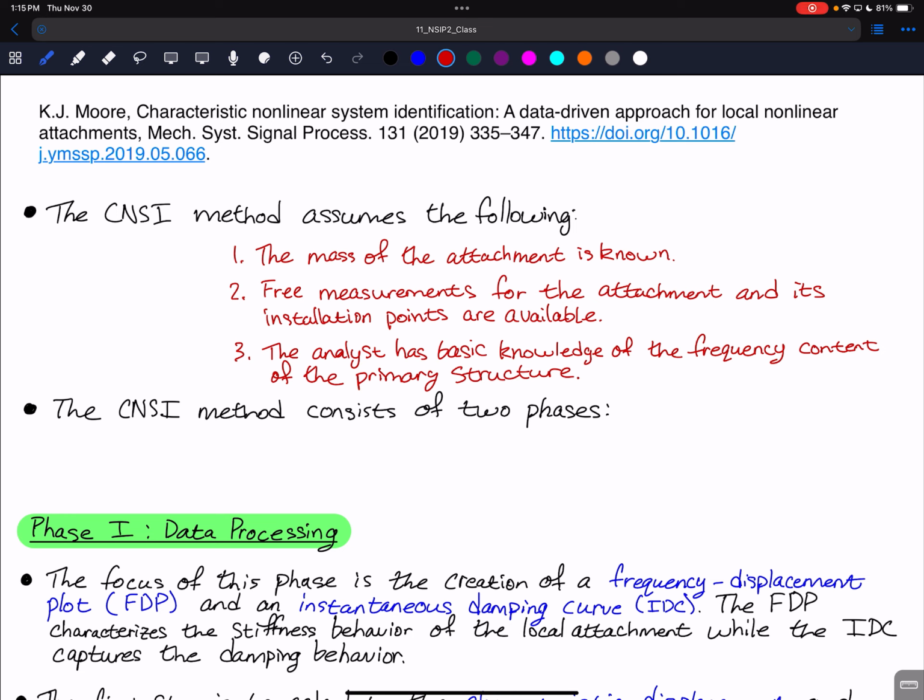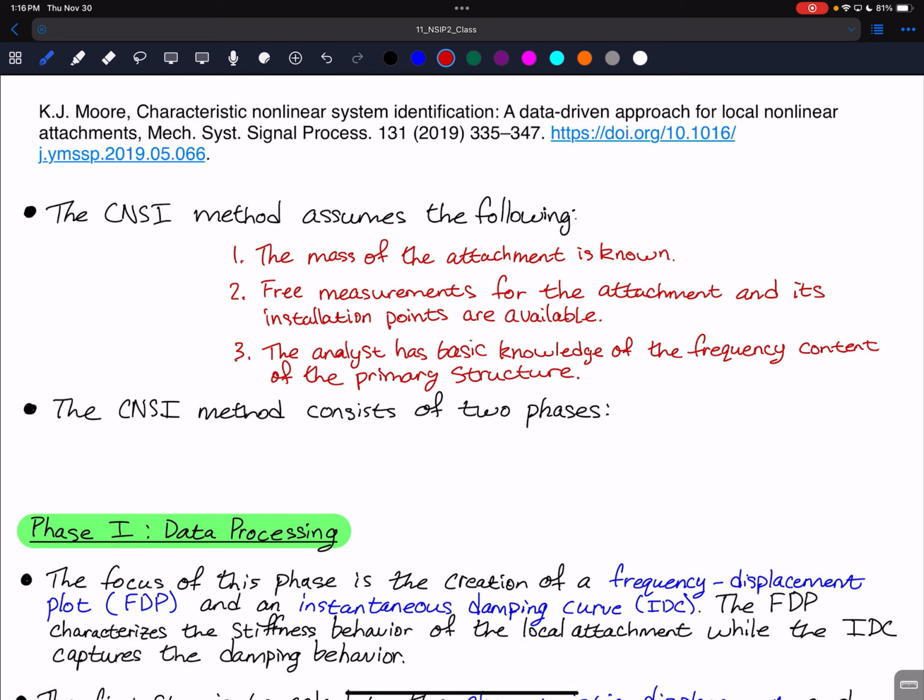It means that before you install the attachment, you have either done some type of linear finite element modeling, or you've done some linear testing on the structure, which is a very basic step towards this anyway. This is a thing that if you were really doing this in practice, you would have already done this anyway. So this is not something that is out of the ordinary.